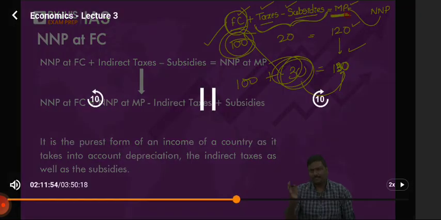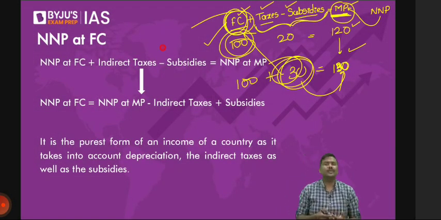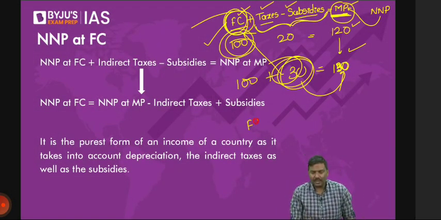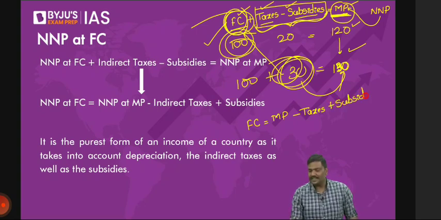Rather than calculating NNP at market prices, now we will calculate NNP at factor cost. How do we do that? Simple. Formula is there. We will keep factor cost on one side. We will take the remaining, that is the taxes and subsidies, on the other side. That is, factor cost is equal to market price minus the taxes plus the subsidies. Any difficulty? Simple CSAT concept. Not even CSAT. High school.